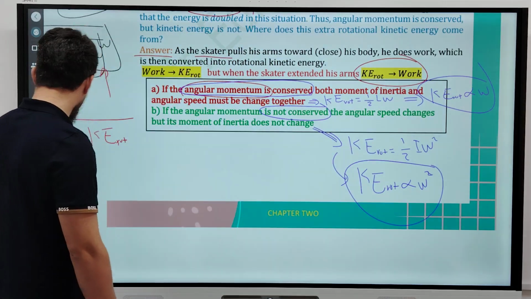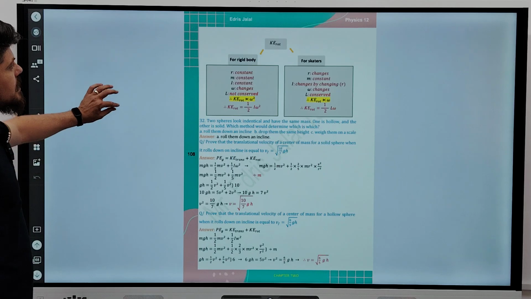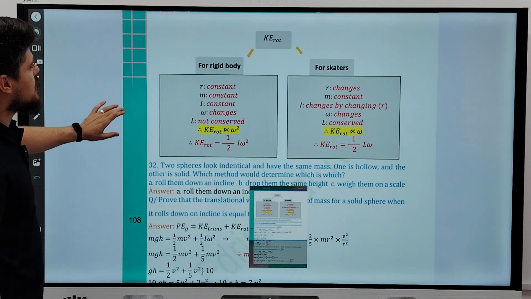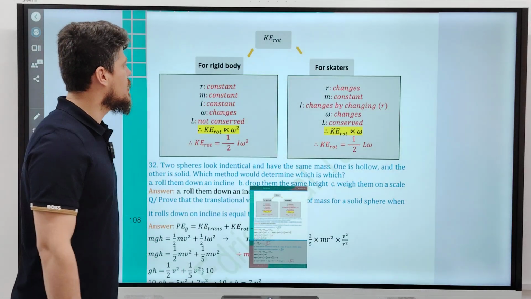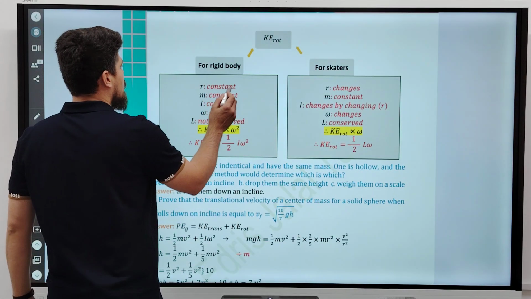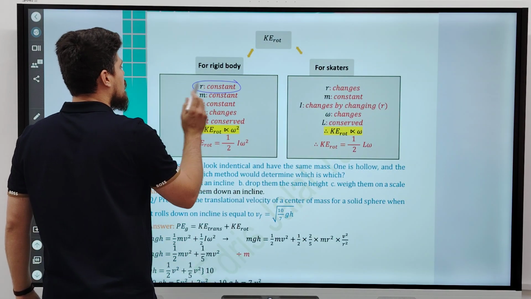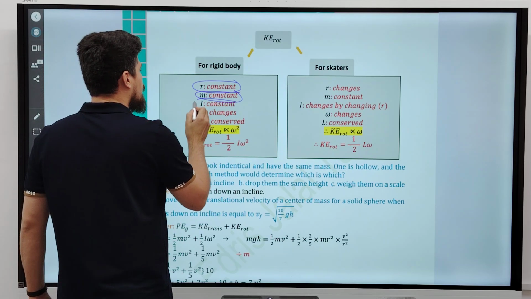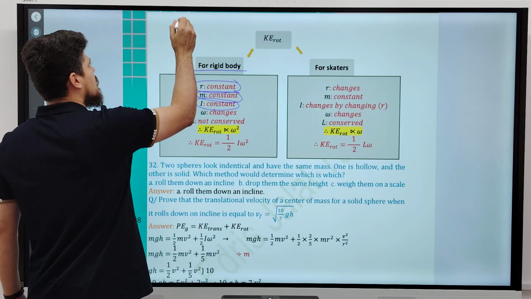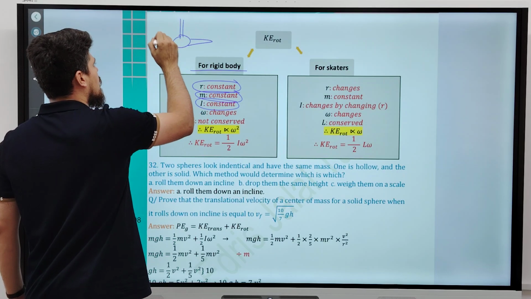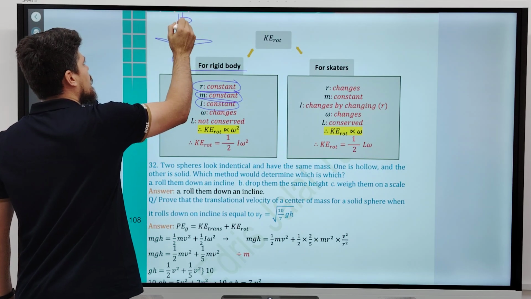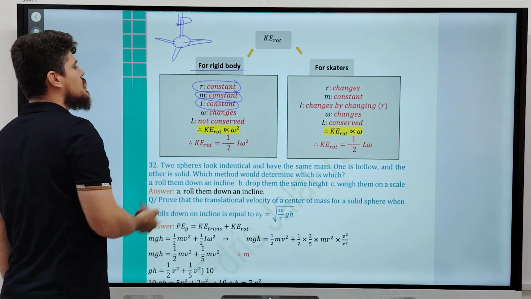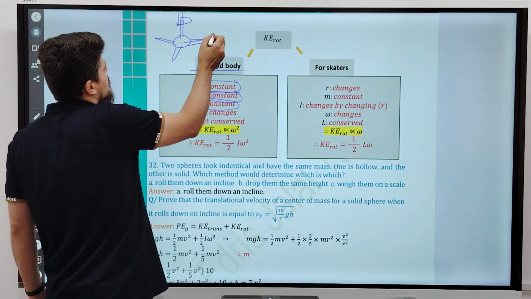Okay, so this is very important. Please pay attention. I also mentioned here rotational kinetic energy for a rigid body, for the skaters. What do I mean by rigid body? It means that the radius doesn't change. Mass is already constant. Moment of inertia is constant for a rigid body like the ceiling fan. So when the ceiling fan is rotating, its moment of inertia doesn't change, its radius doesn't change, but angular speed may change.